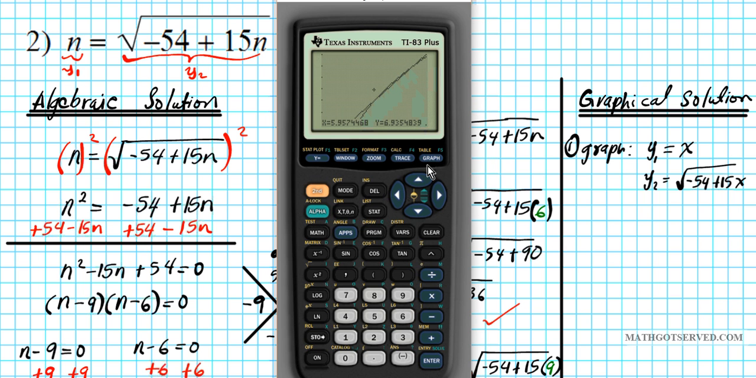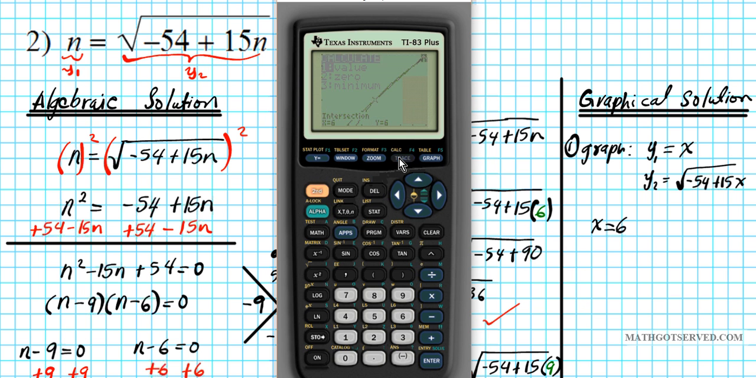All right, so let's go ahead and calculate our points of intersection. Second function, calculate, option 5. First curve is y equals x. Second curve is y equals the square root of negative 54 plus 15x. Now you're going to scroll your cursor to the first intersection. Since there are two here, let's move it around there. That looks fair enough. Press enter. And you see that your first intersection is x equals 6. Okay, so we have x equals 6. And then let's take a look at the second intersection.